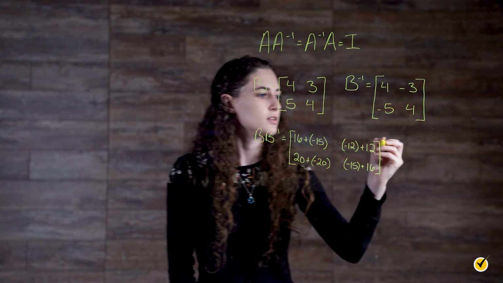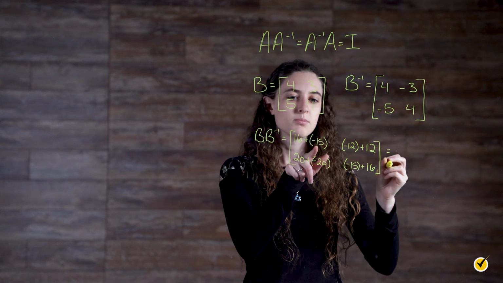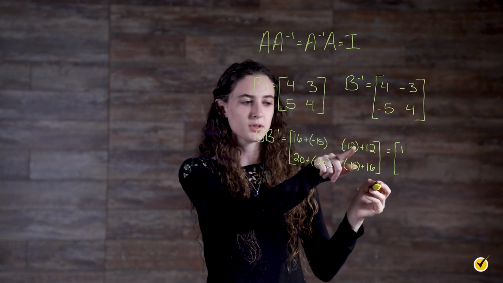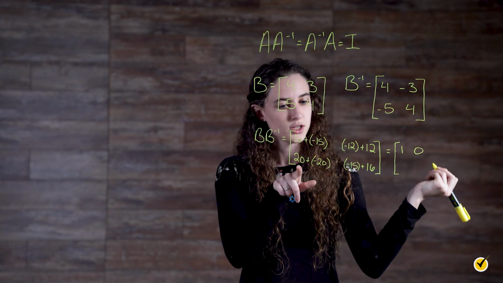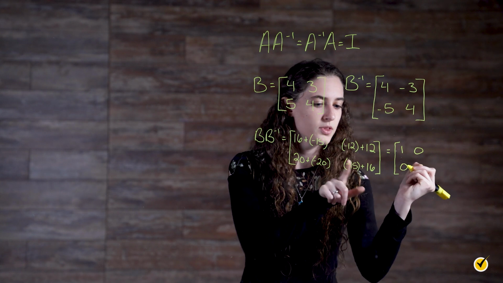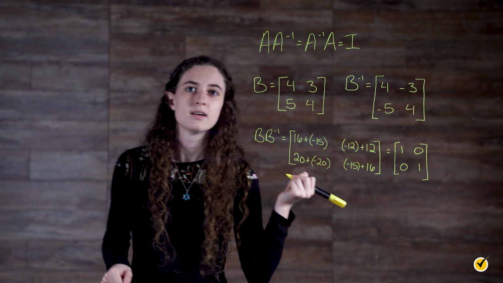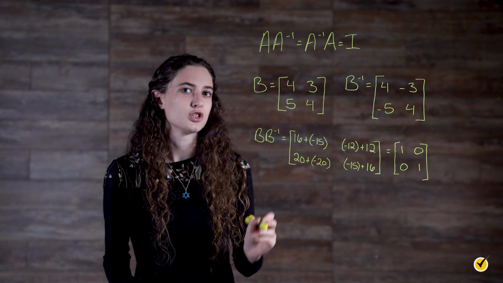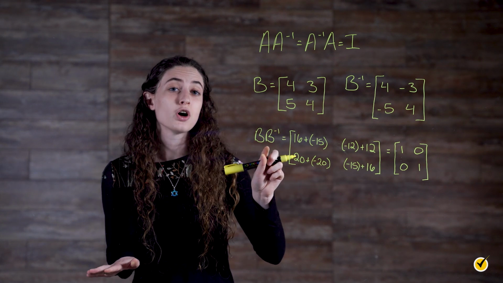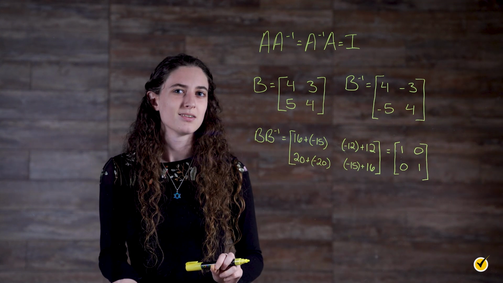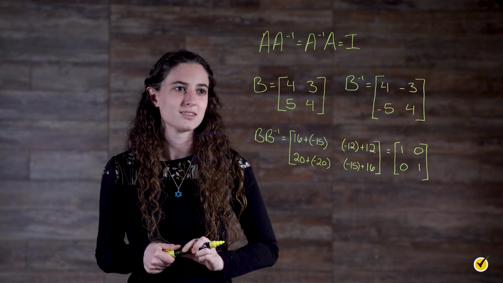If we simplify this, we get 16 plus -15 is 1, -12 plus 12 is 0, 20 plus -20 is 0, and -15 plus 16 is 1. This is our identity matrix for a 2x2 matrix. If you go ahead and multiply B inverse times B, you'll get the same thing. Why don't you try that on your own, just for practice?